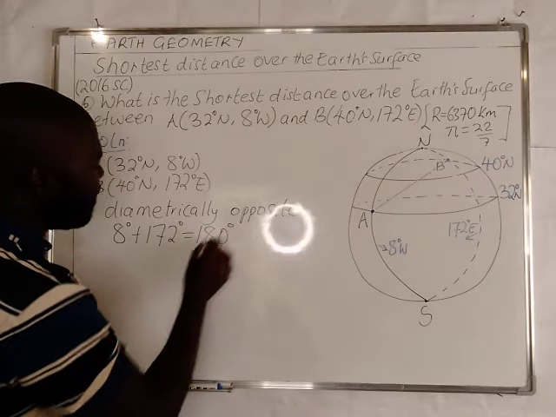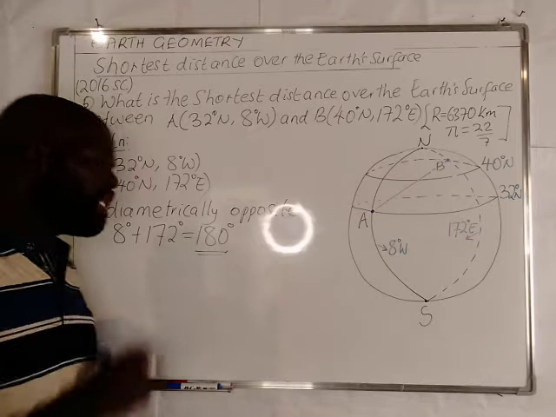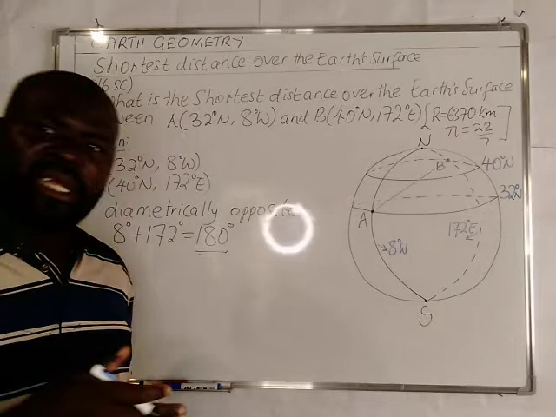Now, what does this 180 degrees mean? This 180 degrees means the two places are diametrically opposite. Meaning that they are on the same longitude. One on this side, the other point on the other side, the back of the globe. That's what it means: on the same longitude, but one here, the other one on the other side.